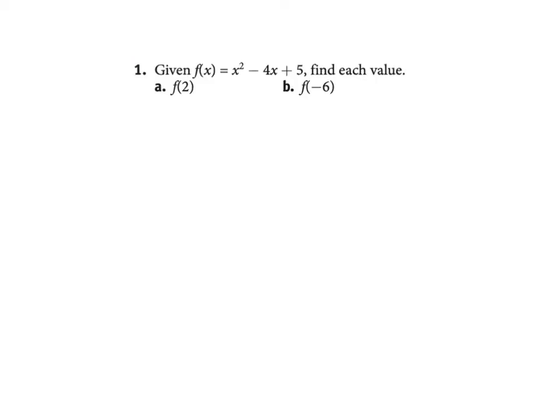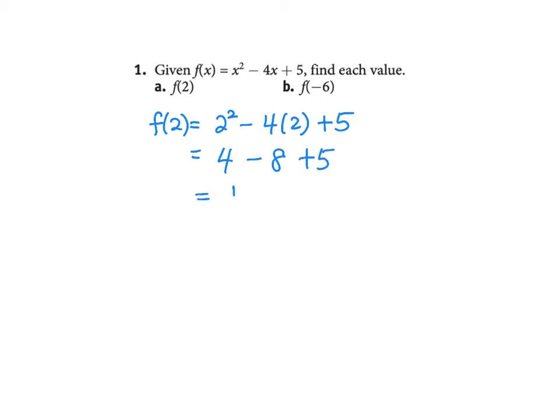Let's start. Number 1, A and B, you evaluate the function with the value you're given. So, whatever f of x is, you plug that number in for your variable x. So A, f of 2 equals 2 squared minus 4 times 2 plus 5. So that will give 4 minus 8 plus 5, and the answer should be positive 1.